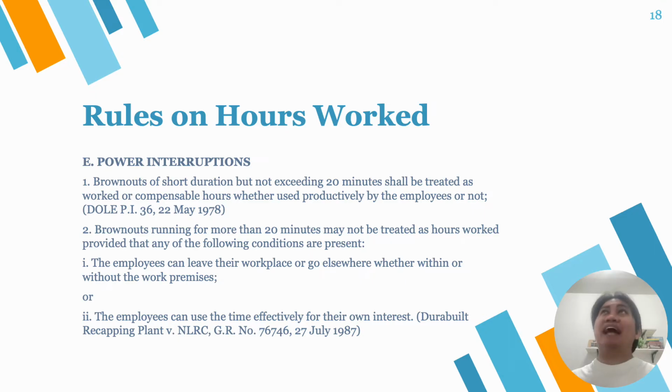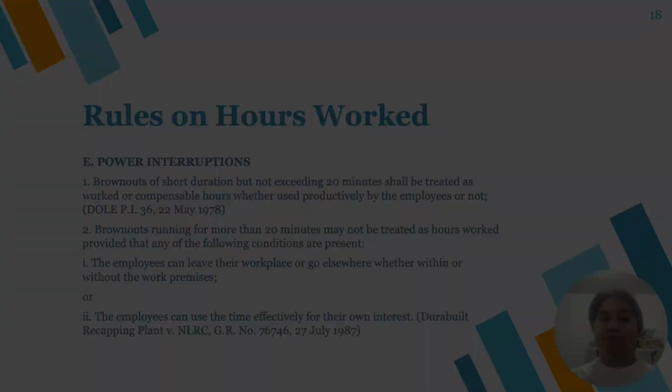So while waiting for the blackout, if it exceeds 20 minutes and you're out and about, or you're allowed to do something productive for yourself, that may not be treated as hours worked. But if it's less than 20 minutes, whether it's productive, whether you actually played basketball, whether you enjoyed it, it's considered compensable hours because it's too short to actually conclude that it's used for productive endeavors.